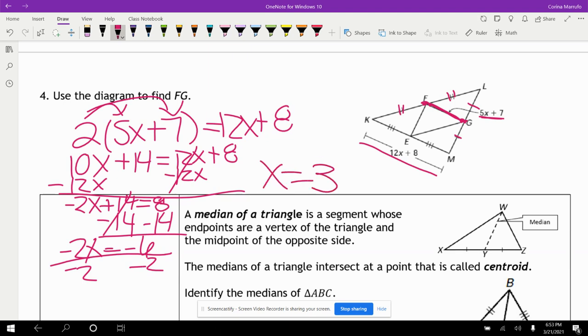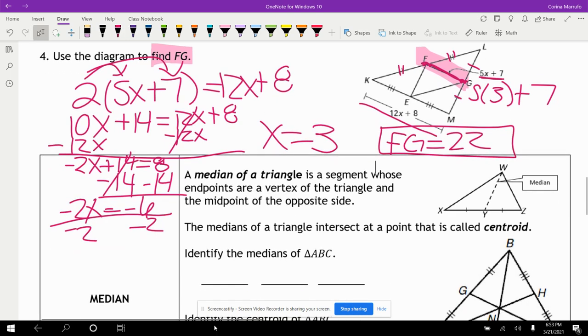I go back, they're not asking me to solve for x, they're asking me to find FG. So from F to G would be this section right here. So I do have to go back and plug in. Instead of x, I'm going to plug in a 3. So 5 times 3 is 15 plus 7 gives me 22. So that means from F to G is equal to 22.